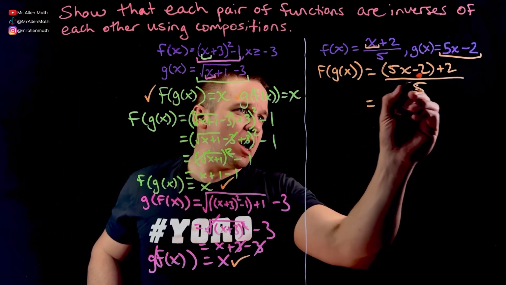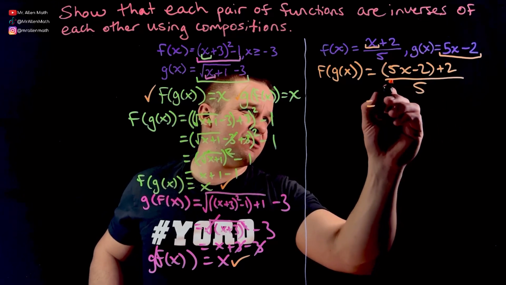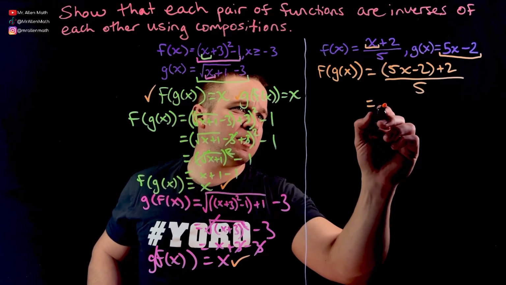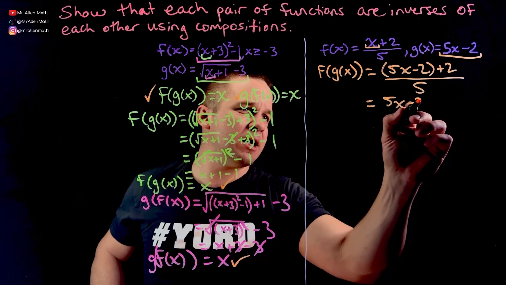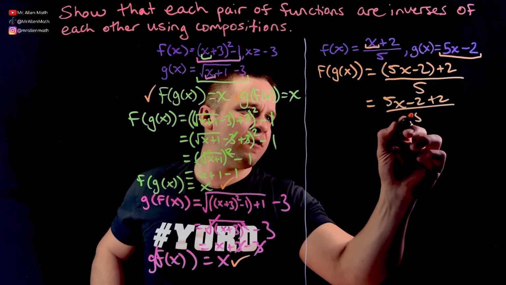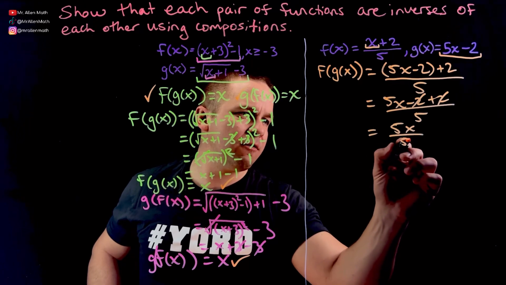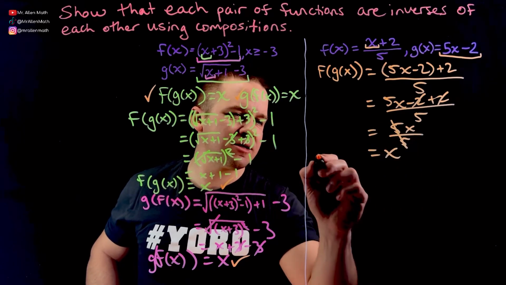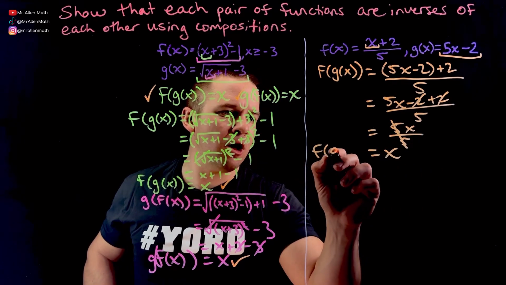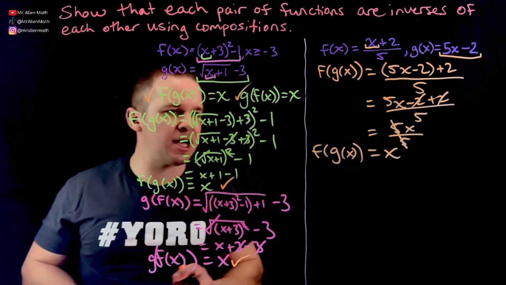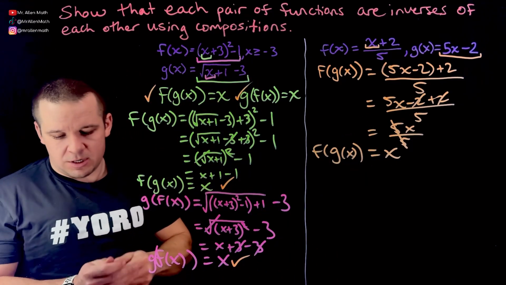So now we've got 5x minus, there's nothing happening with this parenthesis here, so we're just going to do 5x minus 2 plus 2 over 5. The 2's cancel. We've got 5x over 5. Those cancel, equals x. Boom. f of g of x equals x. First part done.